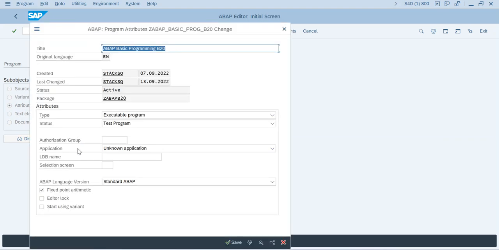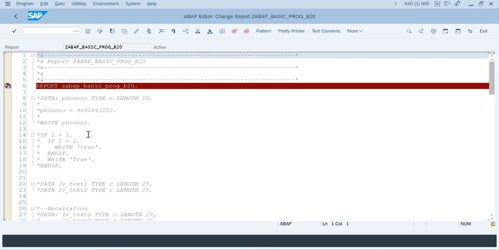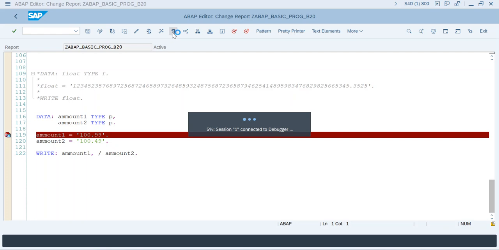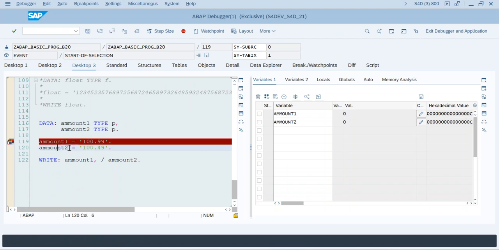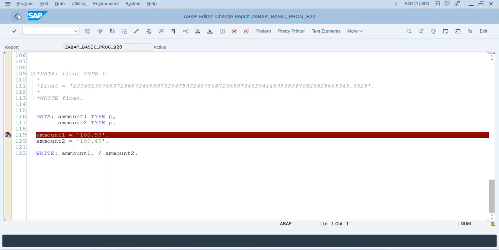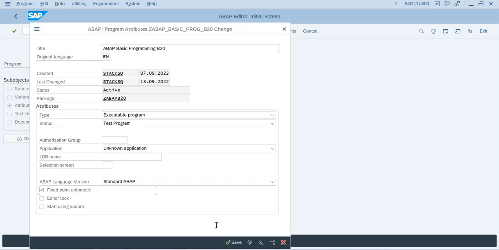In the Attribute section, you can just remove it. Now I have removed it. The meaning of the number will be changed completely. Let's execute and see. Amount 1. Now you see what happened, right? So be careful whenever you create a program. Always select the checkbox, fixed point arithmetic. It's very important.